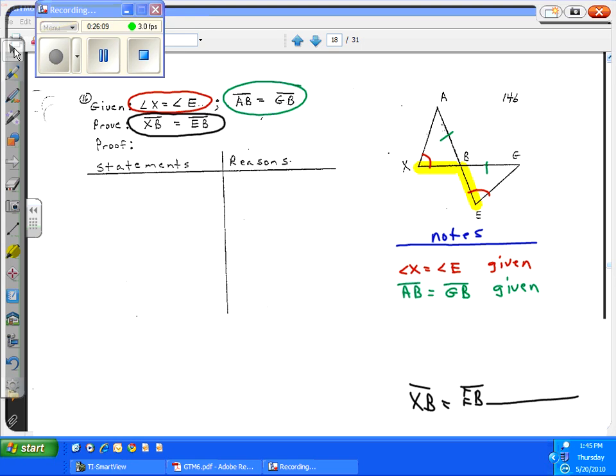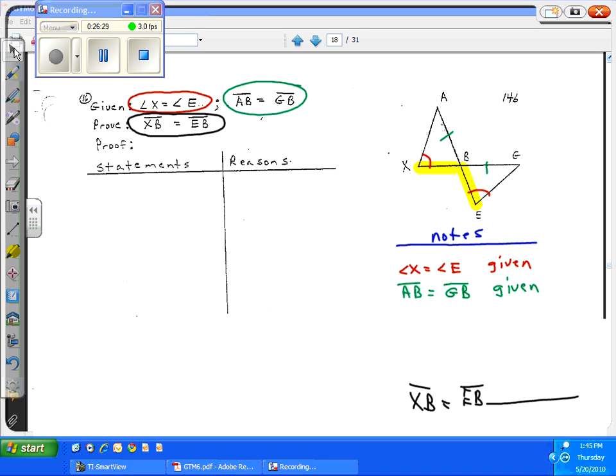Could we prove that XB, that's this, is equal to EB because of the definition of a midpoint? Well, no, we couldn't do that because that's crooked. So definition of a midpoint's out. Definition of the bisector of a segment is out. Parts of a parallelogram are out.